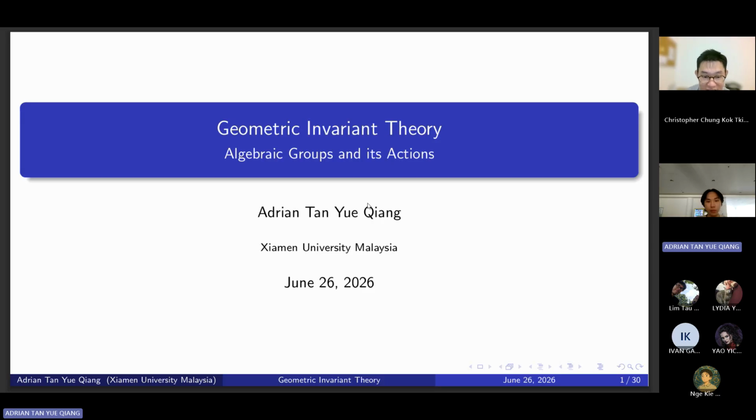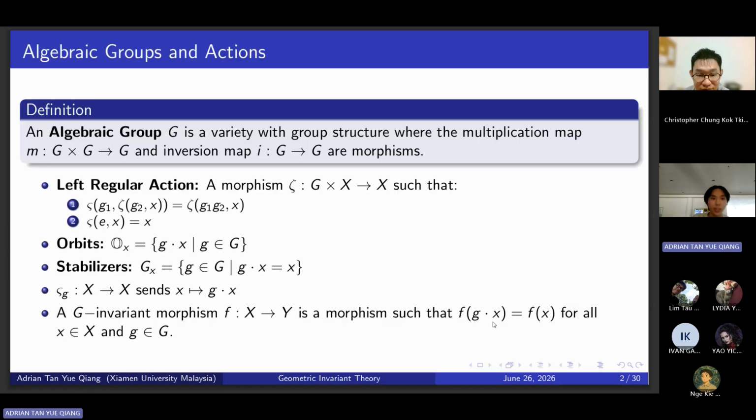Right, so let's start off with the basic definition. Wow, it's not working. How do I skip a page? Okay.